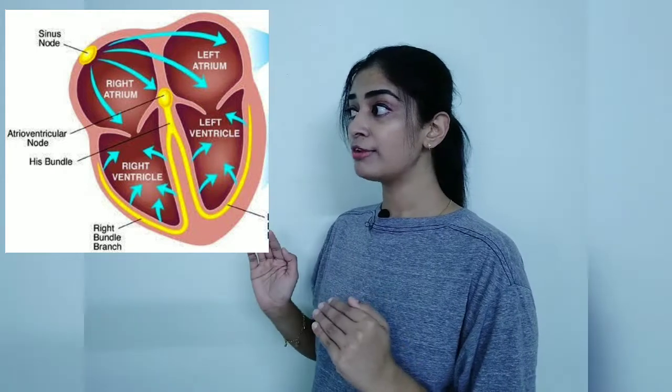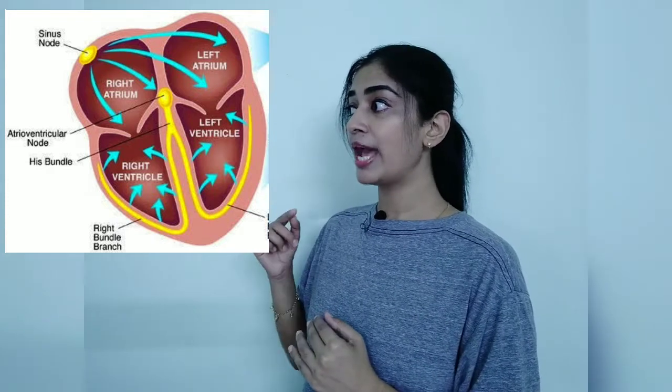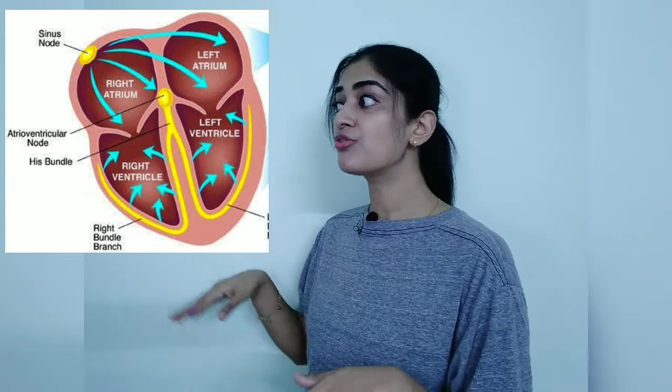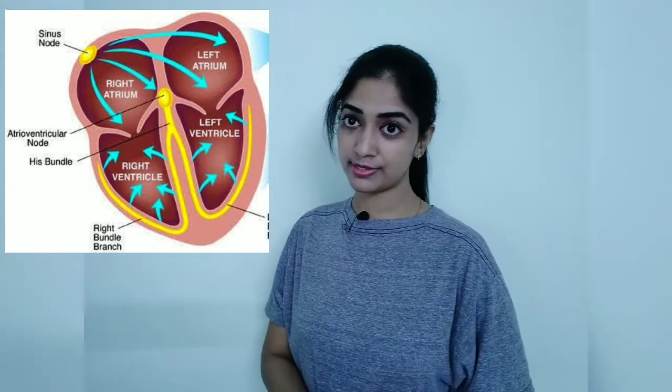The bundle of nodal fibers which is found in the atrioventricular node passes through the atrioventricular septum, through the interventricular septum, and then divides into the right and the left bundle. These fibers are also known as Purkinje fibers.